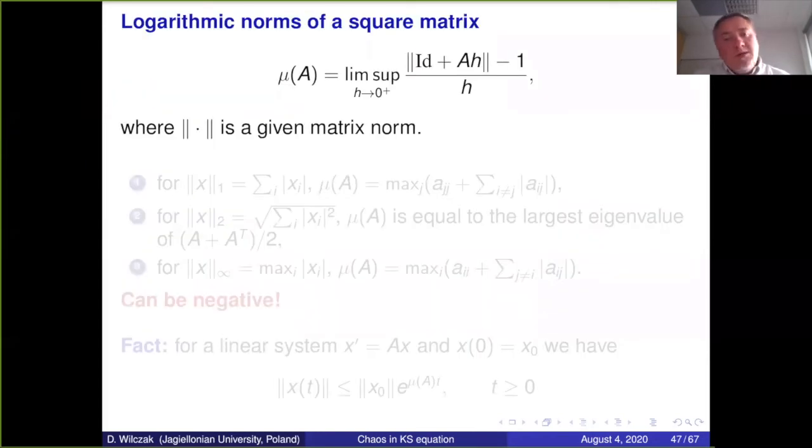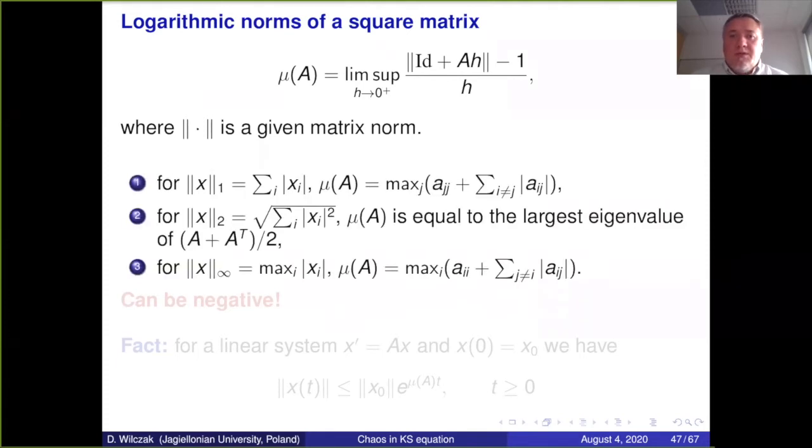We are using the notion of logarithmic norms, okay? This is known, what I recall is: given an operator norm, we can associate to it a logarithmic norm of a matrix by this expression. And this logarithmic norm is easily computable. Here are explicit formulas for well-known operator norms.